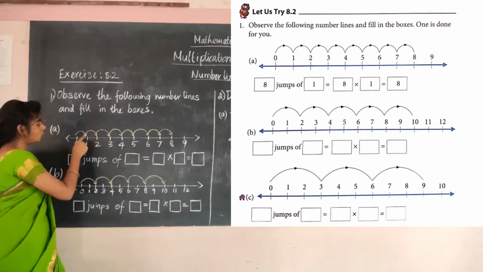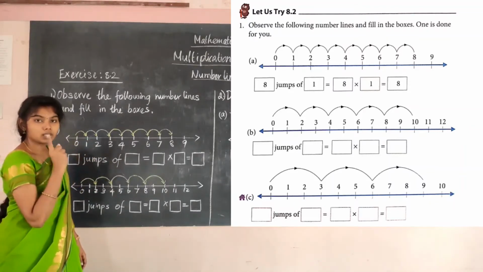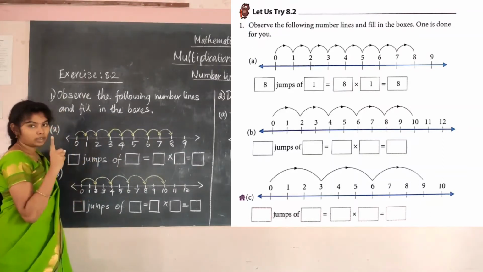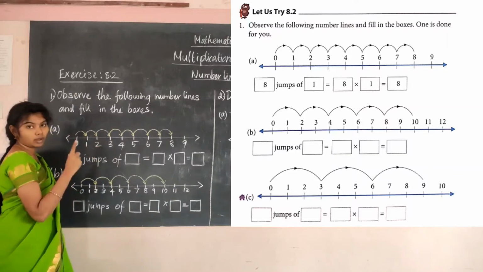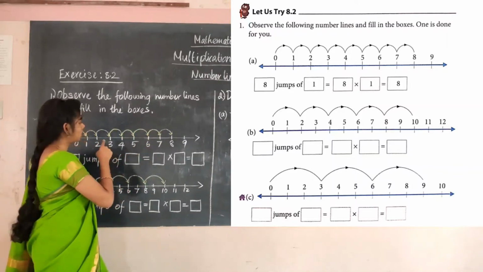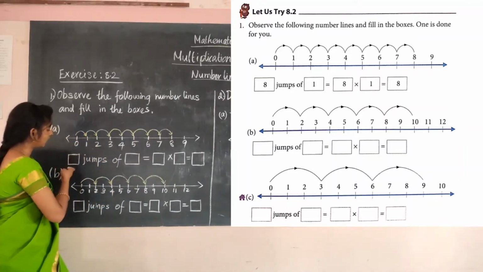See, from 0 to 1 it has jumped. So how many counts are in between that one jump? There is 1 count. So from 0 to 1, 1 count. And from 1 to 2, it's 1 count. So there are 8 jumps here. And how many counts are there here? 1 count.